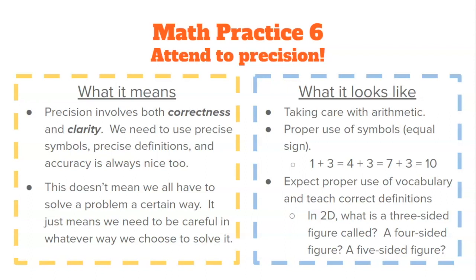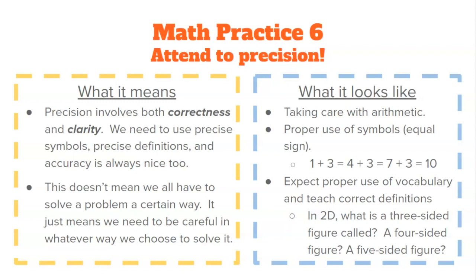Math practice 6 is attend to precision. That's the one. So attend to precision. We have to be precise in our definitions. We have to have that precise understanding, and we have to expect that of our students. Because precision doesn't just mean completely 100% right all the time. Accuracy is nice and it's great, but precision really refers to clarity and correctness. And it's that clarity that we're after in this precision. It doesn't always mean we have to solve problems in a certain way. We can solve them in a variety of ways as long as we're being precise in those ways.